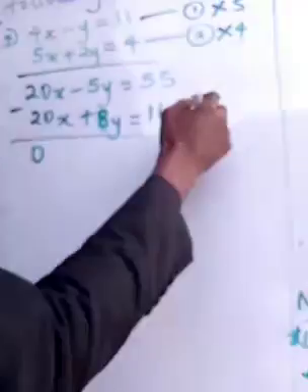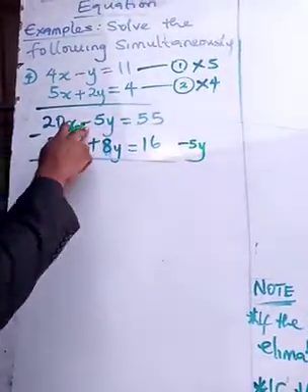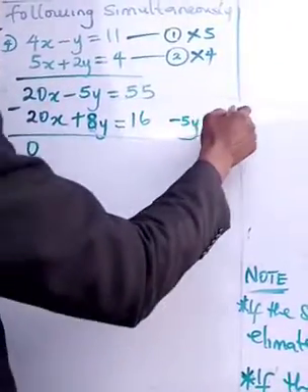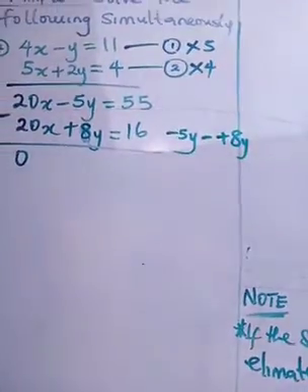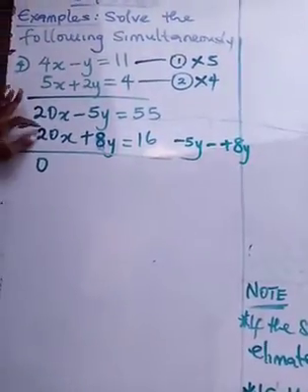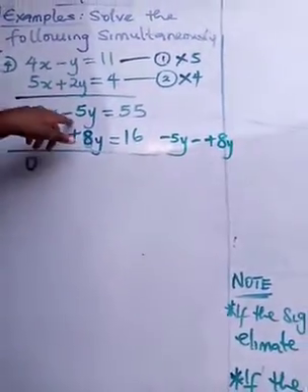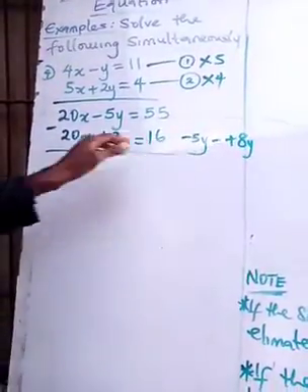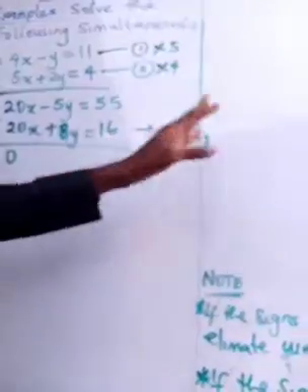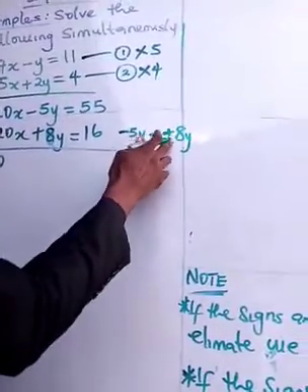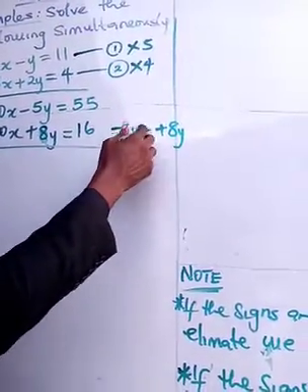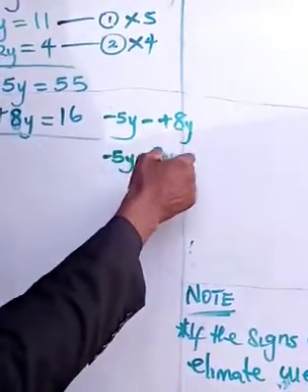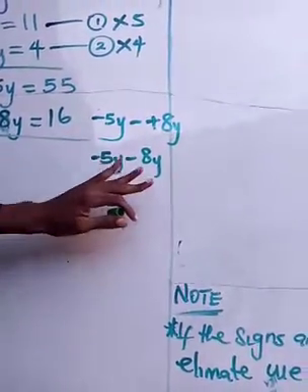Then this one is minus 5y minus, there's a minus here, plus 8y. That's how you do it. This is 20x minus 20x, that's 0. Then this one will be minus 5y minus plus 8y. So if you do this, the signs are close to each other. So it's like saying minus times plus, and minus times plus is minus. So minus 5y minus 8y.